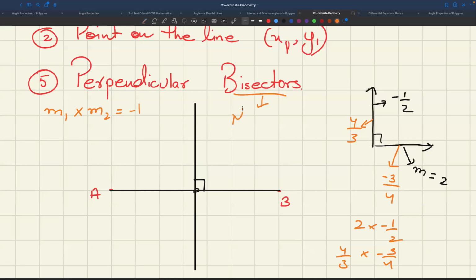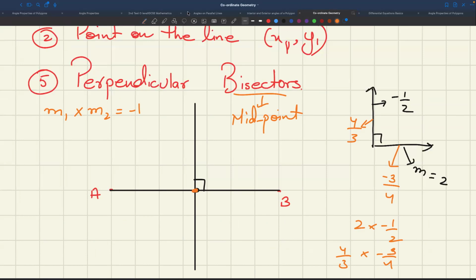Bisector means passing through the midpoint. Okay? So if you have the midpoint, if you have the gradient, you can easily find the equation of the perpendicular bisector as well. But I will not spend too much time explaining this. This is all what you have done previously.